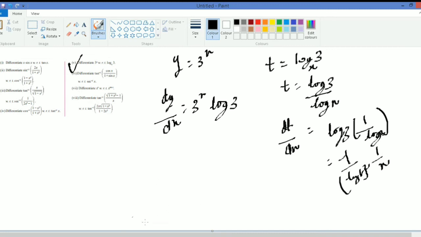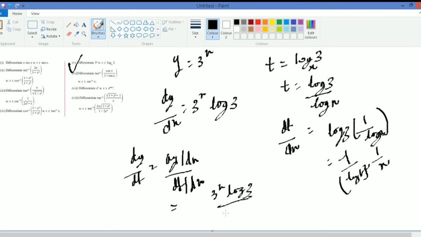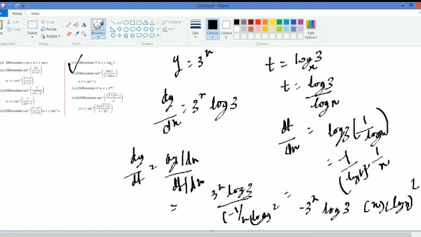Now what you have to do is dy by dt is equal to dy by dx upon dt by dx. So dy by dx is 3 raised to x log 3 upon minus 1 upon x into log x square, which is equal to, with the denominator going to the numerator, minus 3 raised to x log 3 into x into log of x square. This is the final answer.